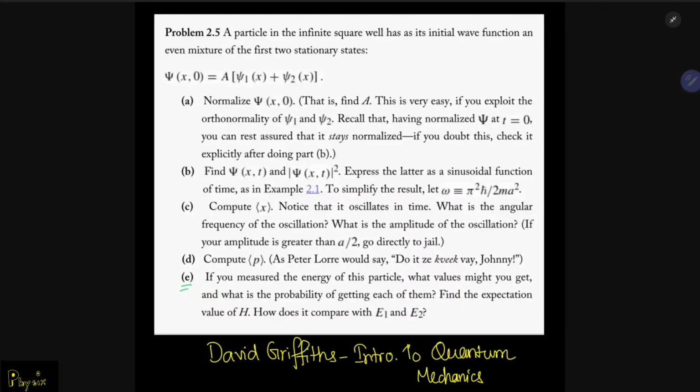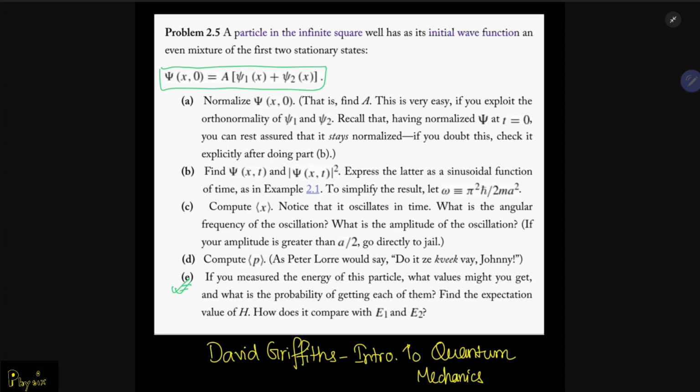Let's do problem 2.5 from Introduction to Quantum Mechanics by David Griffiths. So in today's problems, we have a particle inside the infinite square well with a particular wave function that is given over here, and it has 1, 2, 3, 4, 5 parts up until part E. So without further ado, let's begin with problem number 1.